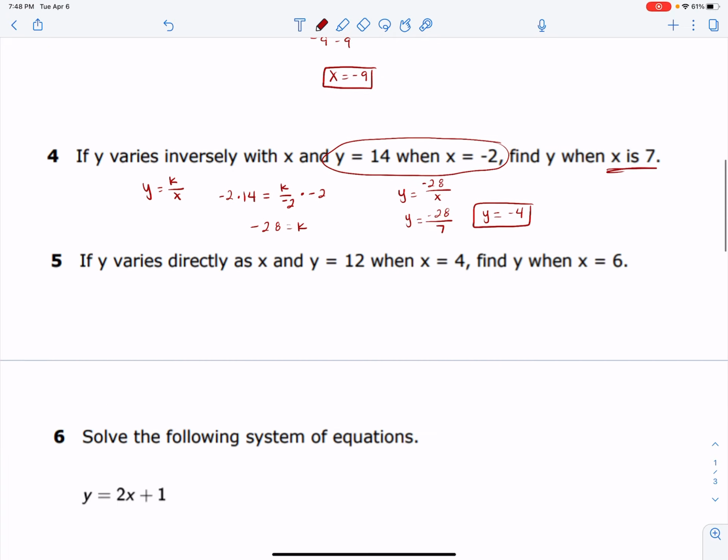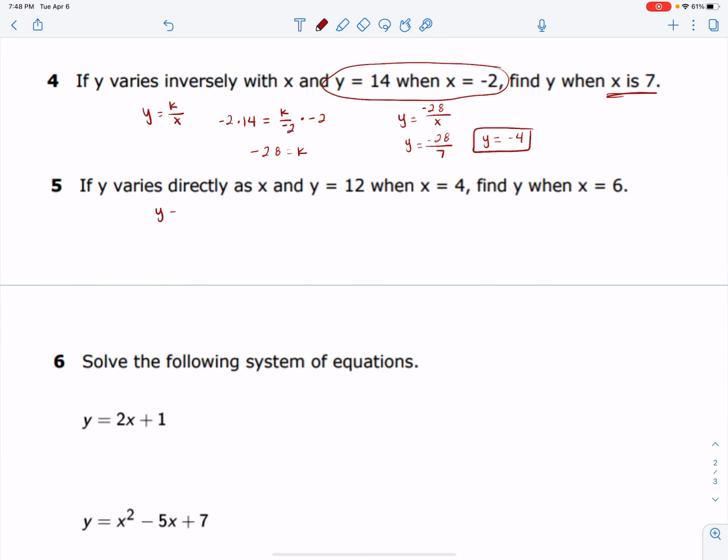All right, if y varies directly, we're going to use the equation y = kx. This is the pair. Y is 12 when x is 4, so 12 = k times 4. Divide both sides by 4. So 12 divided by 4 is 3. So k is 3. So y = 3x. If x is 6, y = 3 times 6, so y = 18.